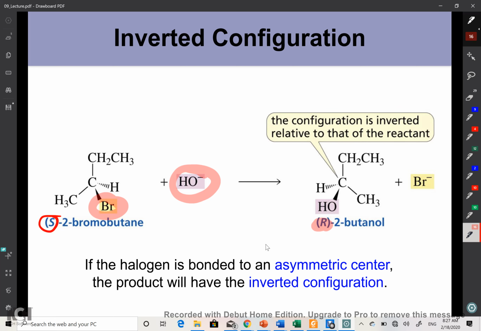I want you guys to be able to see that. If I want to replace something, it's easier for this group to come from the back and then hit this carbon to push the bromine out. Does that make sense? It's easier for this orange group to come from the back, hit the carbon, and that will push the bromine out. We refer to that as a backside attack, and that's what leads to a reversal of configuration. That's why we have that reversal of configuration, because it's attacking from the back.